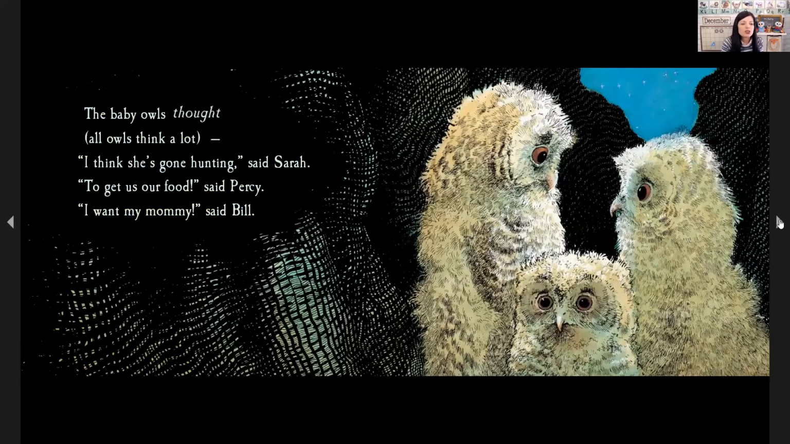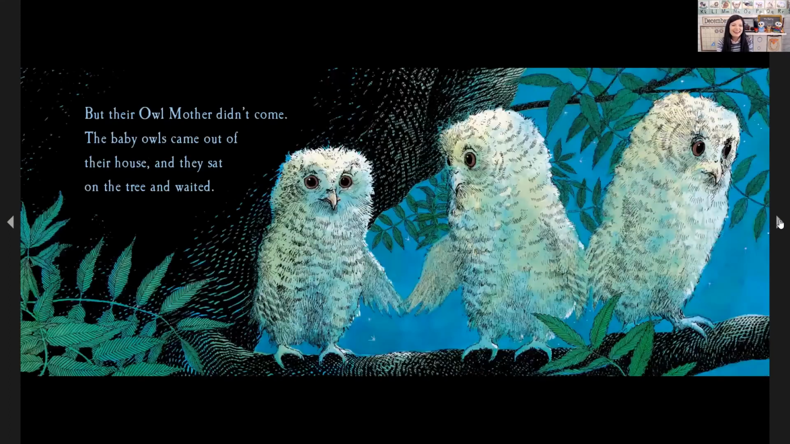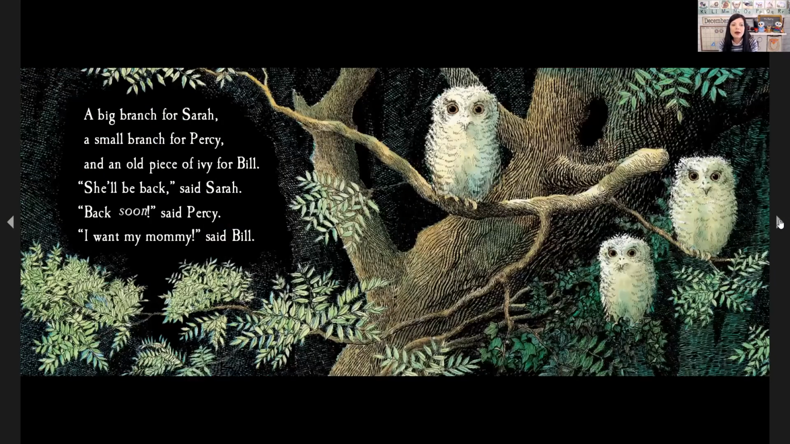The baby owls thought. All owls think a lot. "I think she's gone hunting," said Sarah. "To get us our food," said Percy. "I want my Mommy," said Bill. But their owl mother didn't come. The baby owls came out of their house and they sat on the tree and waited. A big branch for Sarah, a small branch for Percy, and an old piece of ivy for Bill. "She'll be back," said Sarah. "Back soon," said Percy. "I want my Mommy," said Bill.